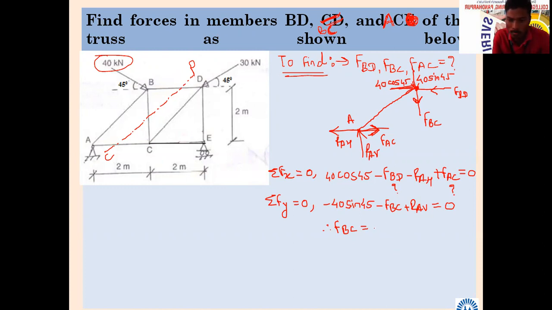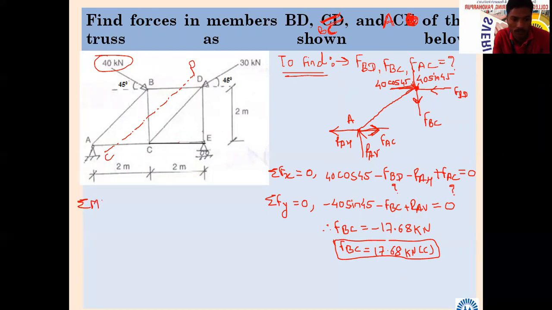Minus 17.68 kilonewton. It is coming negative. What does it mean? Negative याचा अर्थ काय आहे? आपण कसे assume केले होते? FBC tensile, but it is compressive. But it is compressive means 17.68 kilonewton, which is compressive. Are you getting this one? One force we got. Now let us apply moment equation.